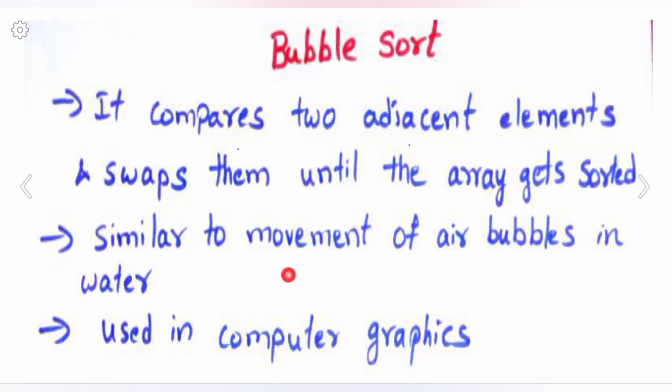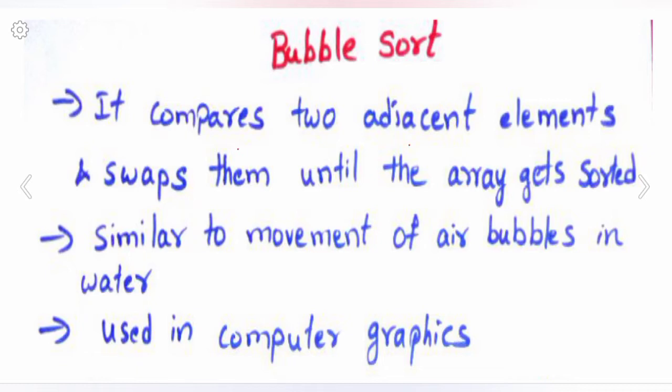Why did this sorting technique get the name bubble sort? It is similar to the movement of air bubbles in water. The air bubbles start moving from the bottom of the water to the top of the water surface. Similarly, here the data also gets sorted. In each pass, one element gets sorted and comes to the end of the array. That's why the name is bubble sort, just as air bubbles move to the top of the water surface.